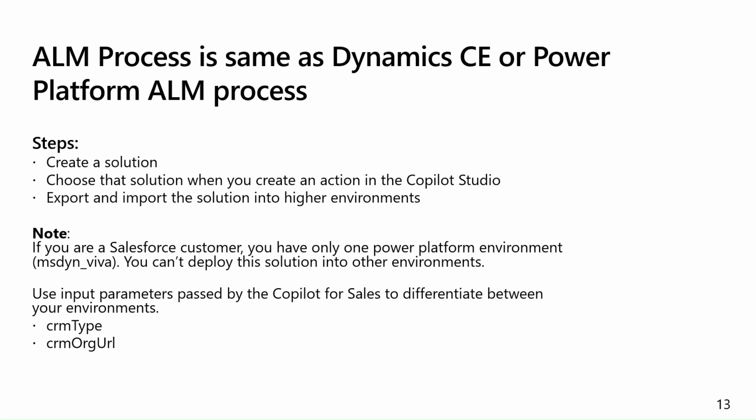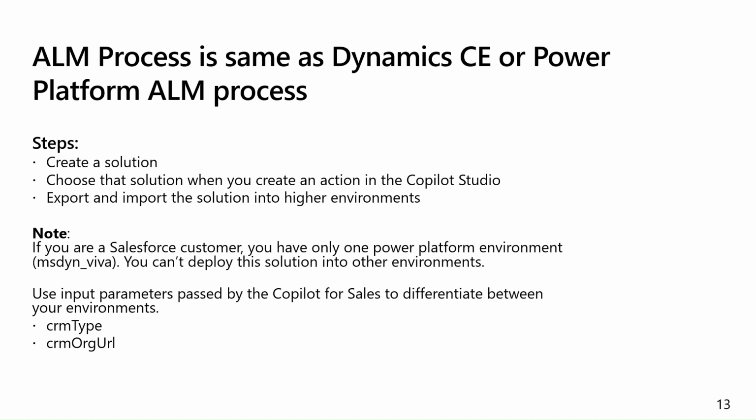The ALM process is exactly the same as any other Dynamics CE or Power Platform ALM process. So here are the steps. Create a solution. Choose that solution when you create an action in the Copilot Studio. After that, just export and import the solution into the higher environments. There's one exception to this. If you are a Salesforce customer, you have only one Power Platform environment. You can't deploy this solution into other environments, but you still have options.